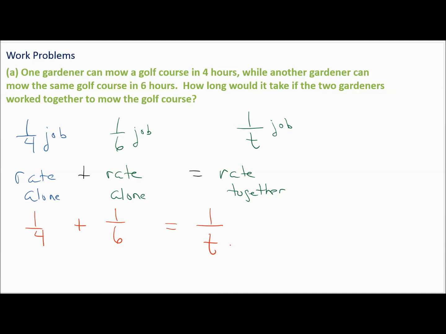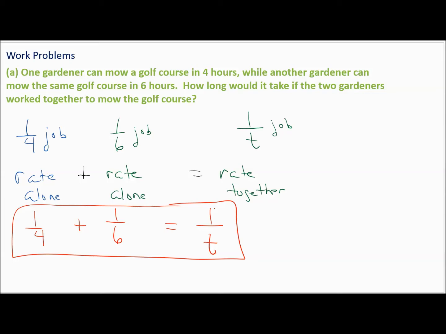So now we have a rational equation to solve. So here's your equation. I'm going to block it off so you can really see it. So 1 over A alone plus 1 over B alone equals 1 over together. And that's the way I like to think about these every single time. Okay? So let's solve this equation now.